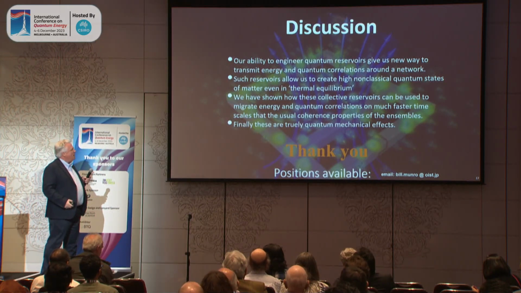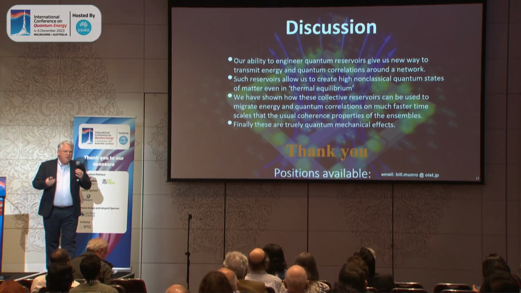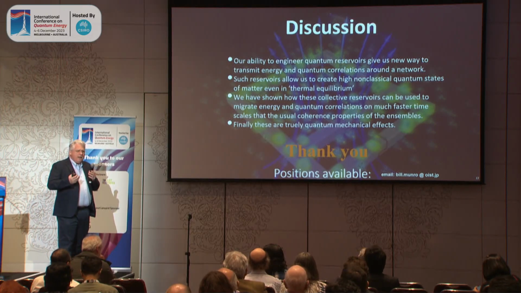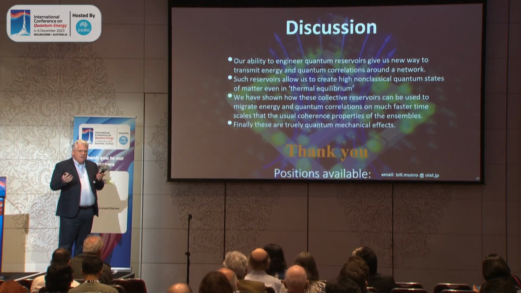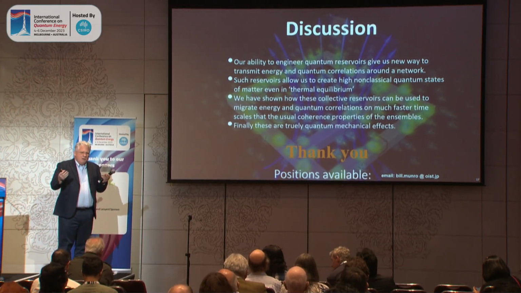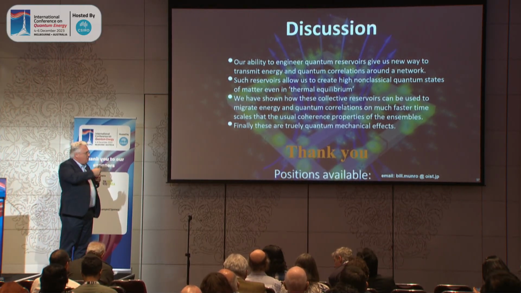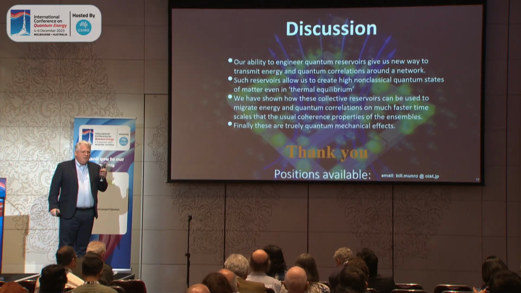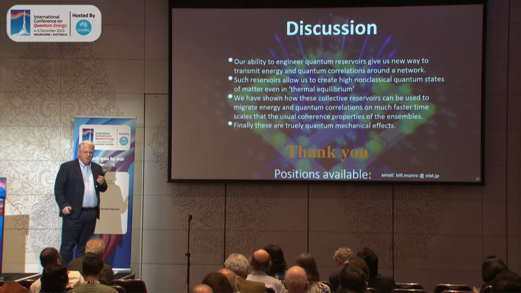So just to summarize, given that we can engineer these quantum systems now, we can actually think about new ways of moving energy. There is a trade-off that people have talked about: how fast do I want to move energy, versus efficiency. This dissipative scheme is very inefficient for energy, but it's very fast. Thank you very much.